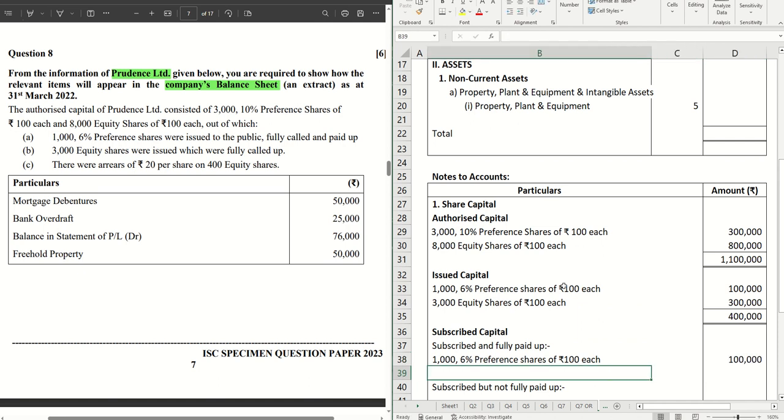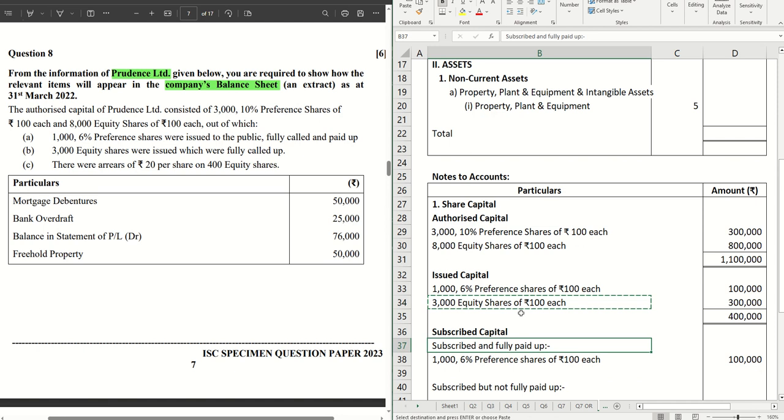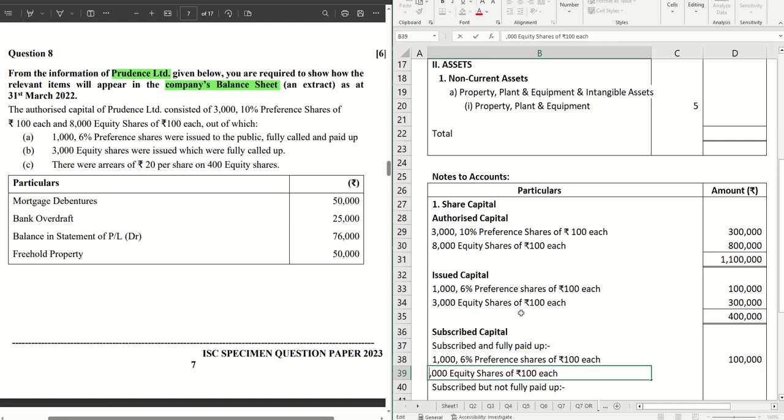All right. Now for the equity shares, if you see point number C, there were arrears for rupees 20 per share on 400 equity shares. That means out of 3,000 equity shares, 2,600 were fully paid up, right? So we just change the amount here. 2,600 equity shares of 100 each are fully paid up. All right. So this is 2,60,000.